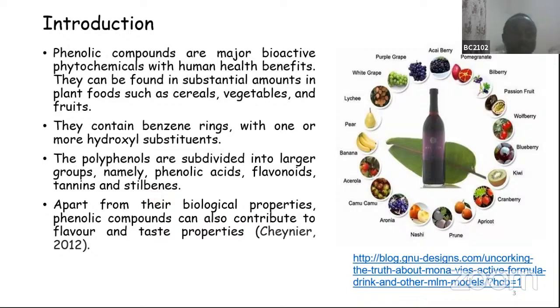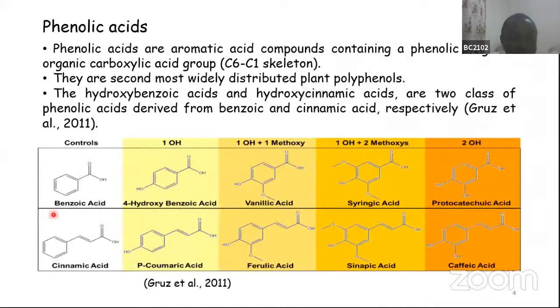Phenolic acid. Phenolic acids are aromatic compounds containing a phenol ring and an organic carboxylic acid group attached to a carbon-6 to carbon-6 skeleton. They are the second most widely distributed phenolic compound after flavonoid. They are categorized into two: those derived from hydroxybenzoic acids and those derived from hydroxycinnamic acids. Those derived from benzoic acid are benzoic acid, vanillic acid, syringic acid, etc., while those derived from cinnamic acid are p-coumaric acid, ferulic, sinapic, and caffeic acid.